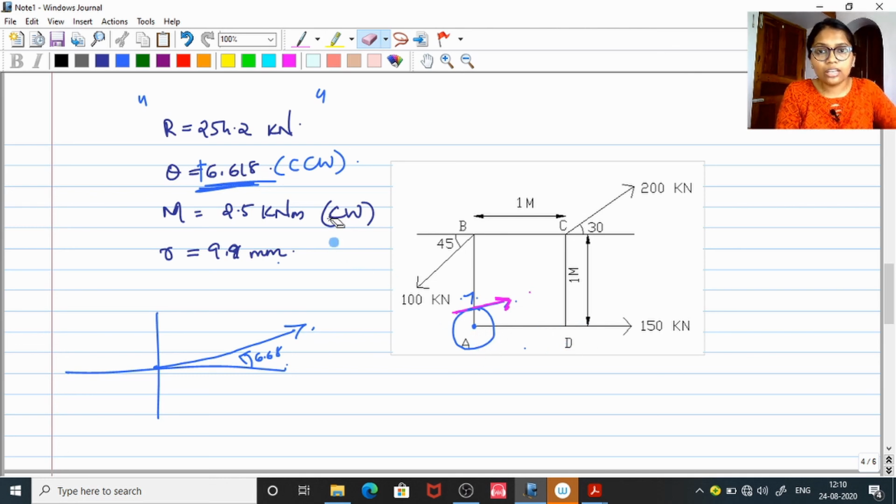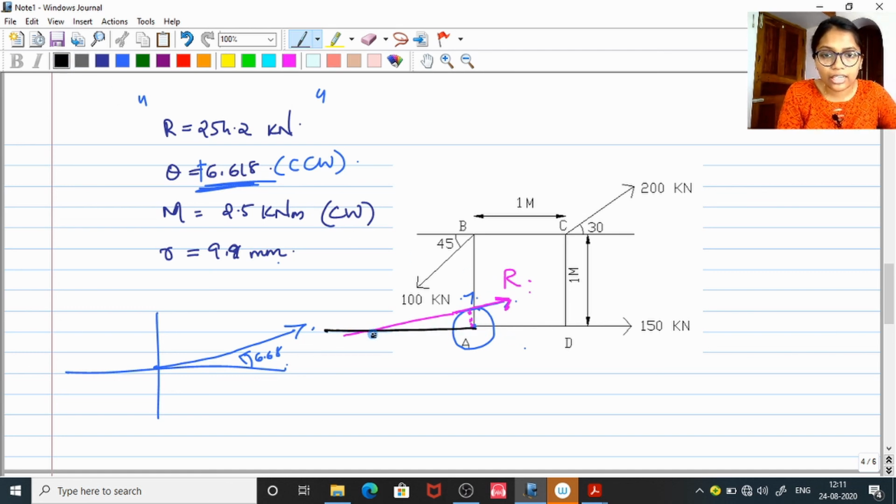Okay, and also you can confirm how much distance this particular arrow is away from the point A. It is 9.8 millimeter away. So your answer is, this is your resultant R. When you extend this x-axis you can find that this resultant R is making 6.68 degree. Also you can see that this resultant R is 9.8 millimeter away from point A. So this is how you can reach up to 7 marks.